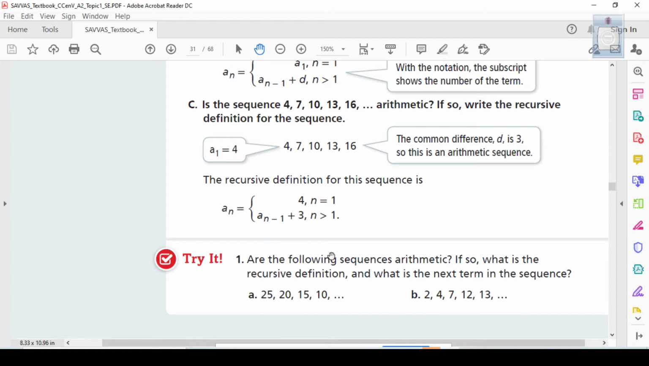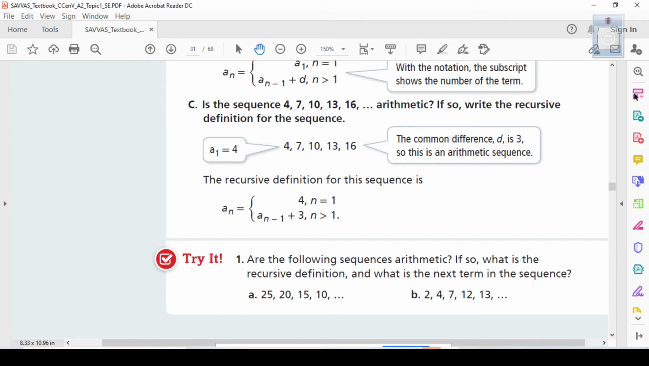So let's see, for example, here it says in the sequence 4, 7, 10, 13, is the sequence arithmetic? Well, you will have to put it in a table, and when you do the difference, the subtraction, yes, it's going to be a common difference, and that's why it's an arithmetic sequence. The second thing they ask you is, what is the recursive?